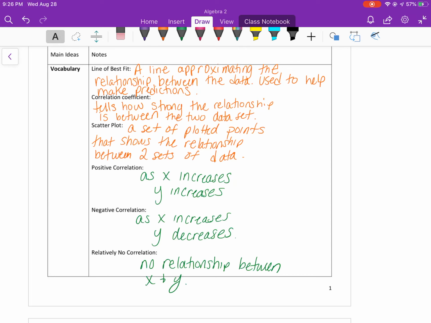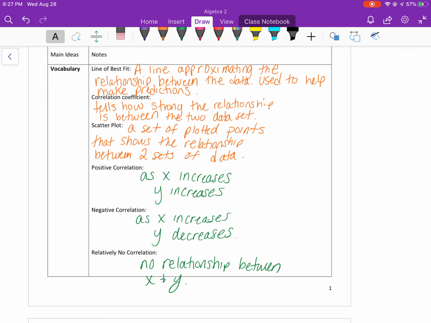And within the line of best fit, we have the correlation coefficient. The correlation coefficient tells us how strong that relationship is between the two sets of data. A scatter plot is a set of plotted points that shows the relationship between two sets of data. We have three types of correlation.